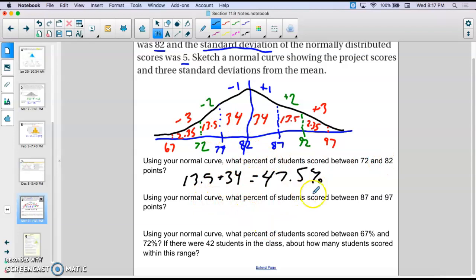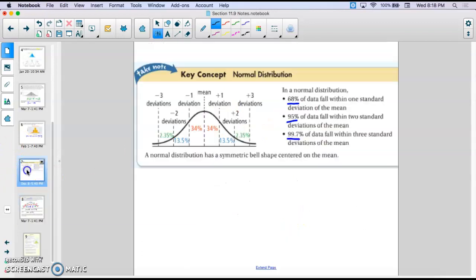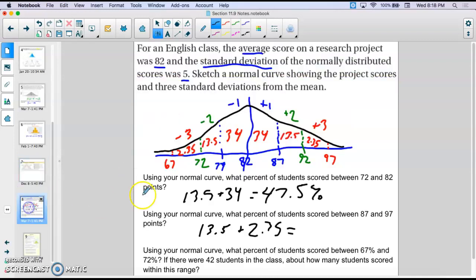Using the curve again, what percent of students scored between an 87 and a 97? So 13.5 plus 2.35. Again, I don't want you to get stuck on where Cook got these numbers from. It's from your chart. This is just how a normal distribution works. Hopefully you have this in your notes. I really hope you do. If not, pause the video, get them, and write them down, and this as well. This would be good for you as well. This was a 3. That is 15.85%.